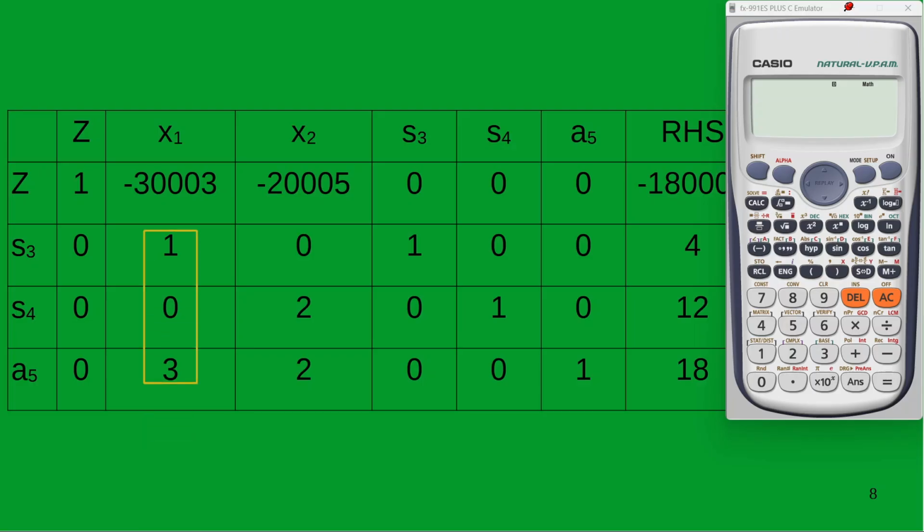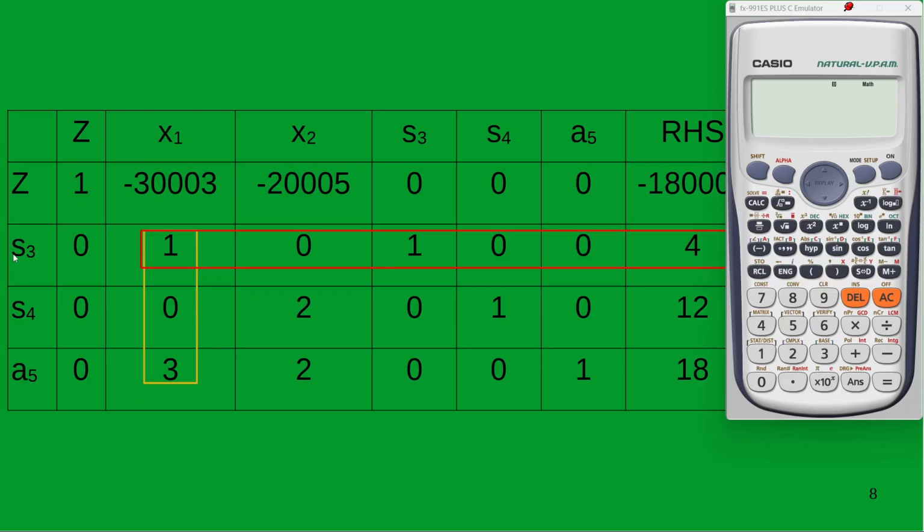Now, of course, what's going to happen is, which is the entering basic variable? Of course, the entering basic variable is going to be x1. Why? Because it has got the highest coefficient, the highest negative coefficient. Okay. Now, which is the leaving basic variable? Of course, S3 is going to be the leaving basic variable.